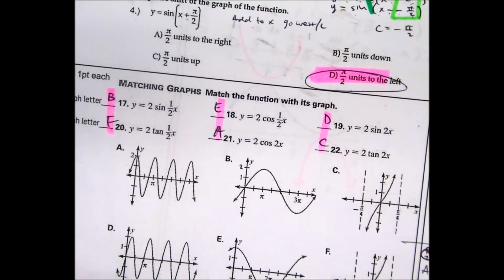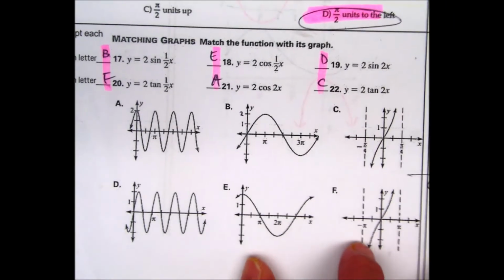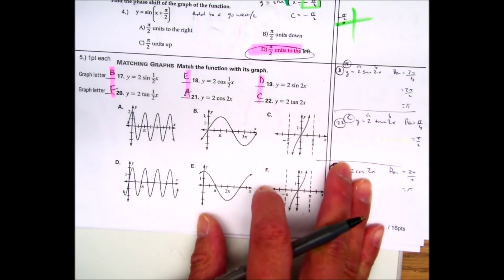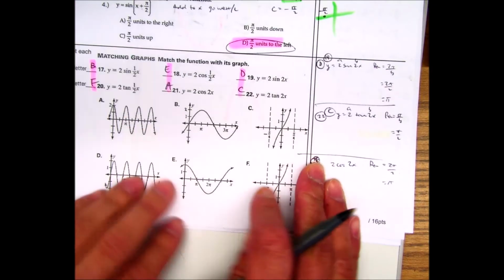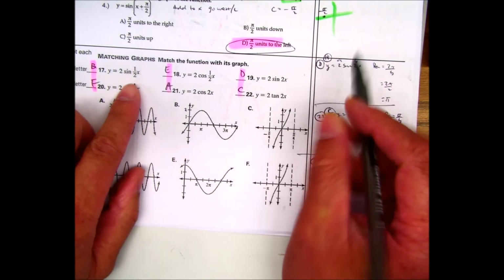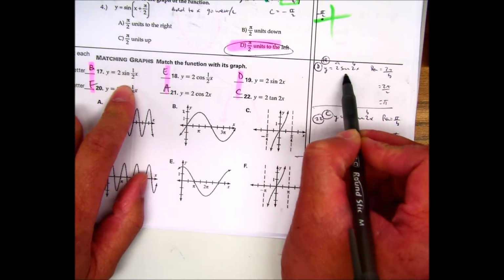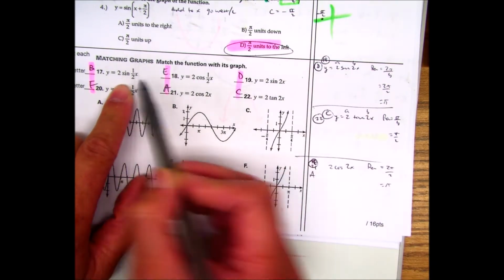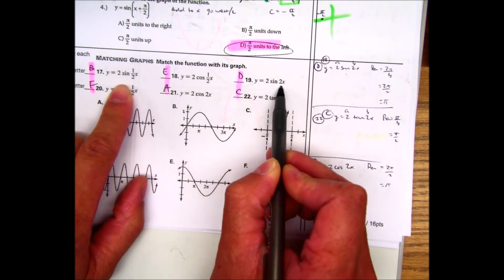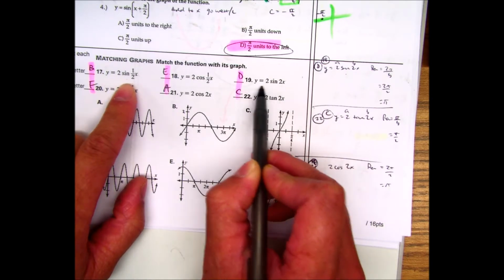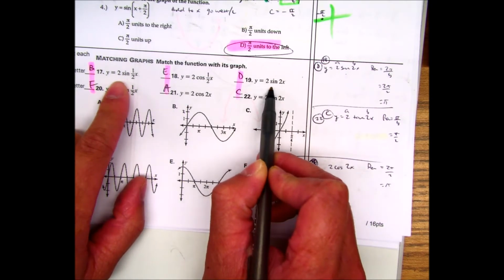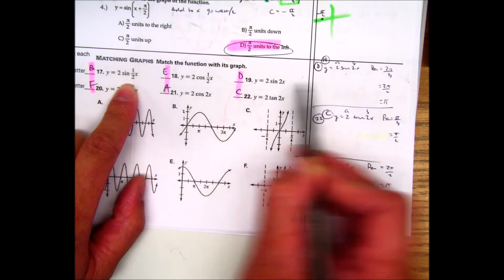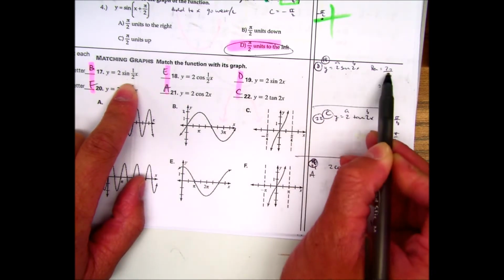Alright, question number 5. We need to match the graph with its function. Sorry, it's kind of small. So what I decided to do is I just took the first one, and I decided actually not to work with the fractions. Do you notice how 2 sine 1/2 x and 2 sine 2x? So basically I'm trying to figure out which of the two graphs is 17 and 19. Well, I decided not to work with a fraction, I worked with this one. So my b value is 2.